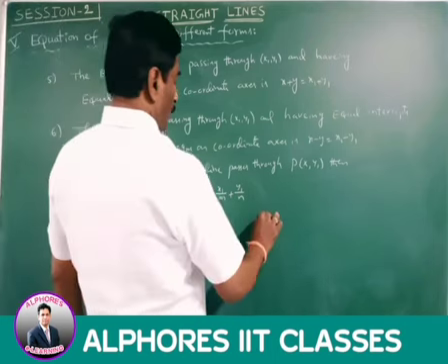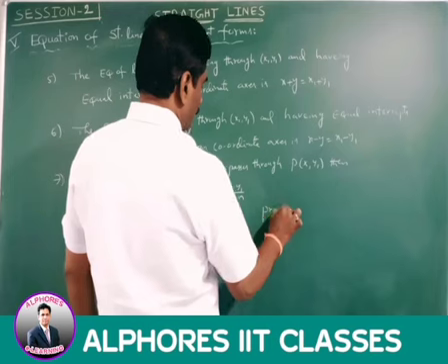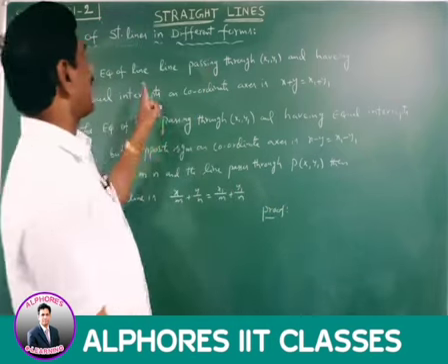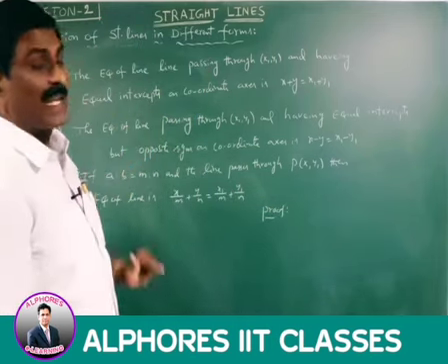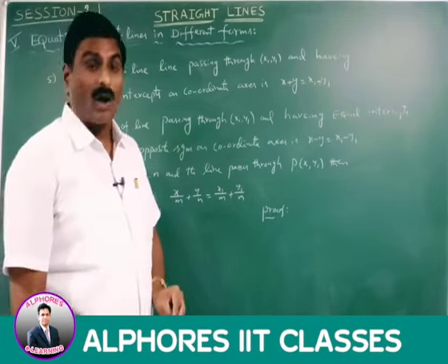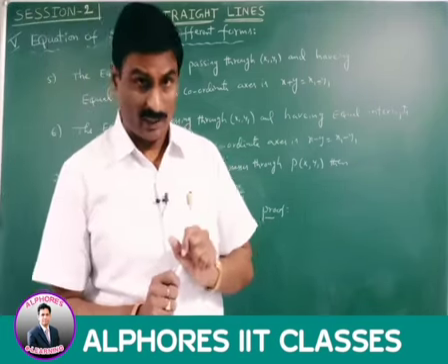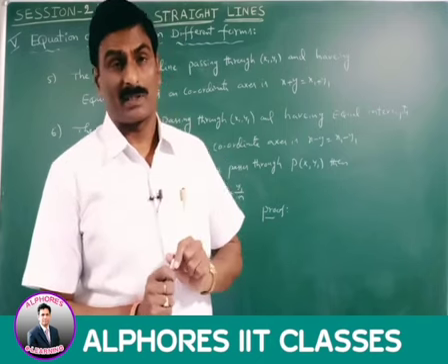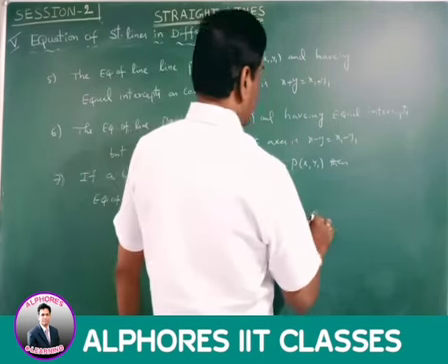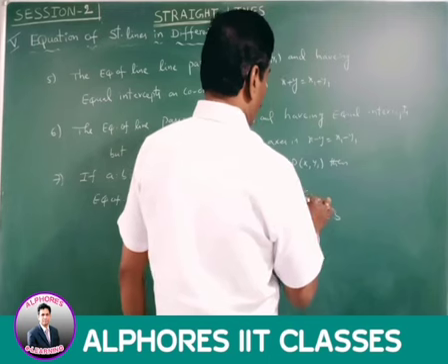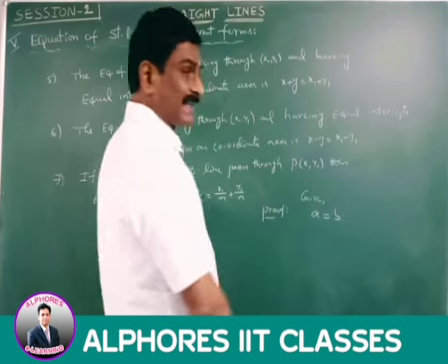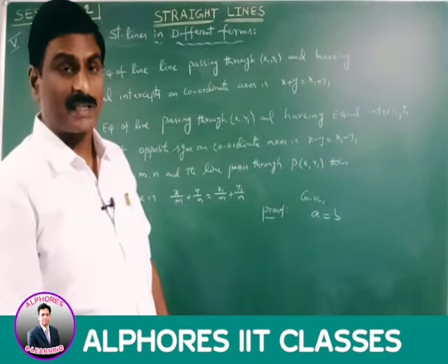Please write the proof. In this case, the line makes equal intercepts on the coordinate axes. What is the equation of the line in intercept form? X by a plus y by b is equal to 1. Here a, b are intercepts. In this case, equal intercepts means a is equal to b. From the given, the line makes equal intercepts on the coordinate axes, that means a is equal to b.